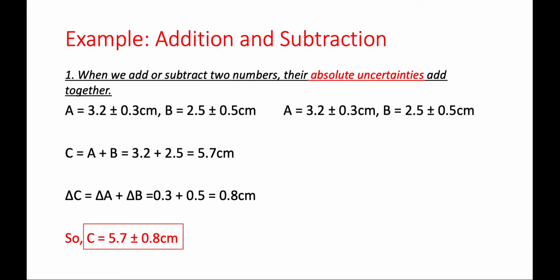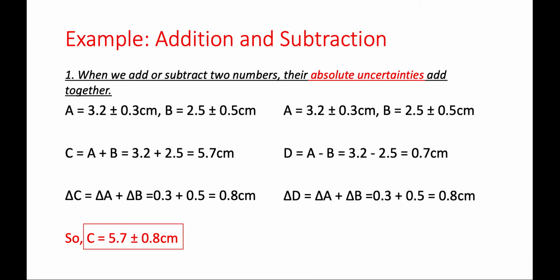Subtraction follows exactly the same rule. Again, we've got the same two numbers, but this time I'm going to define D as just the difference between those two. I've got 3.2 minus 2.5, which is 0.7. What about their uncertainties? Well, notice in rule number 1, the uncertainties follow the same pattern. So even though I'm subtracting my two numbers, I must add together the uncertainties. And so actually, the uncertainty in D is exactly the same as the uncertainty in C. It's 0.8 centimeters. And we add that into our final presentation to show that D is 0.7 plus minus 0.8.